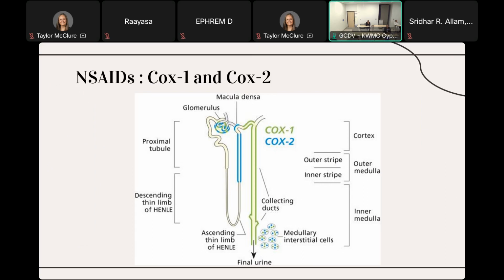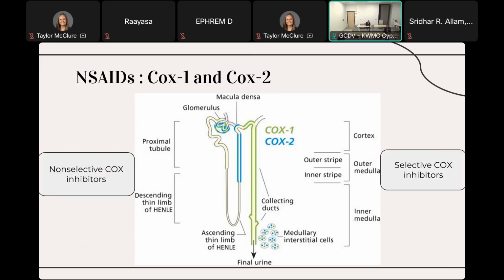Remember how NSAIDs can actually cause hypertension and resistant hypertension? It's because of the macula densa effect. And then over a period of time, when NSAIDs are given over a long time to people, the medullary interstitial cells can be affected, they turn into fibroblasts, and that causes chronic interstitial nephritis and fibrosis. So NSAIDs have multiple mechanisms of affecting the kidneys, depending on the NSAID and depending on how long these happen.